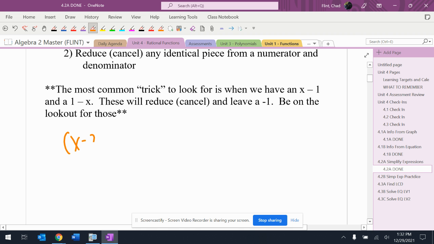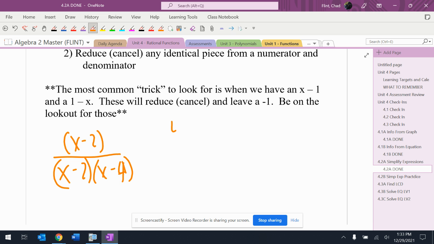If I had x minus 2 over x minus 2 times x minus 4, what I'm looking for is parentheses that are identical. And then I can eliminate them because we know that 4 divided by 4 is equal to 1. It doesn't matter what it is. Anything divided by itself is equal to 1. So this divided by this will equal a 1.